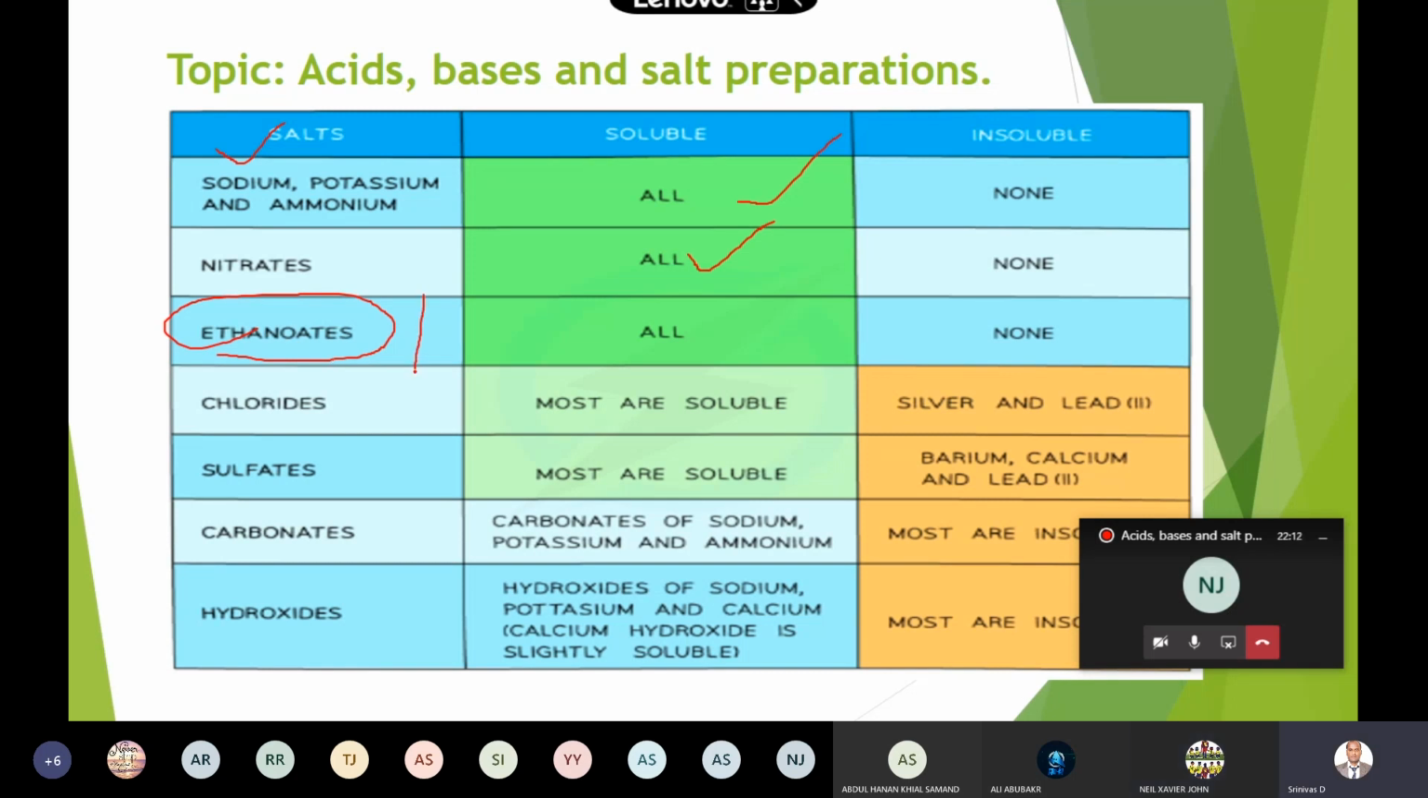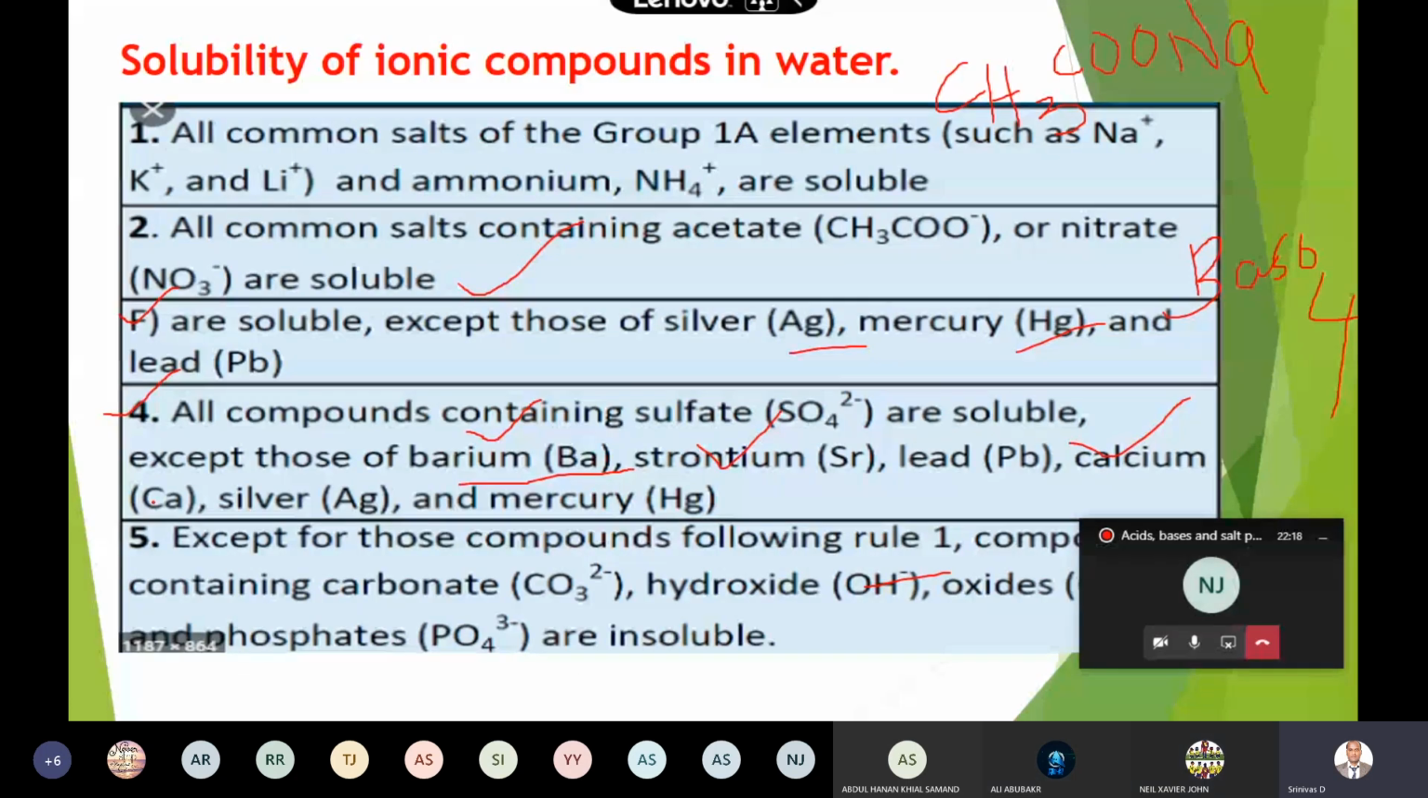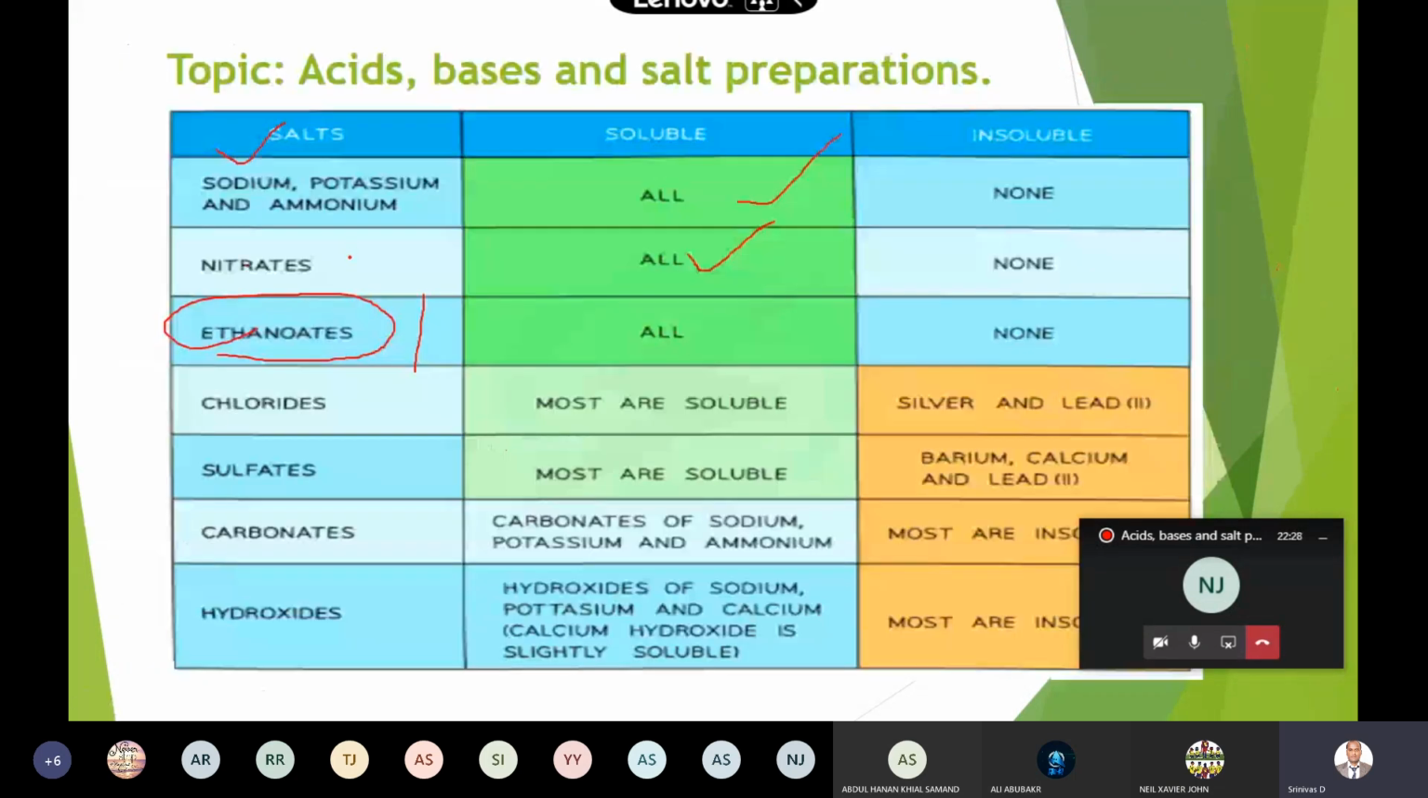Just now we have seen the acetate ion, like CH3COONa. Here I mentioned all common salts containing acetate ion or nitrate ion are soluble. Am I clear with my explanation? Here you check nitrate and acetate. Ethanoates means acetates only. Don't worry, this is the scientific name.